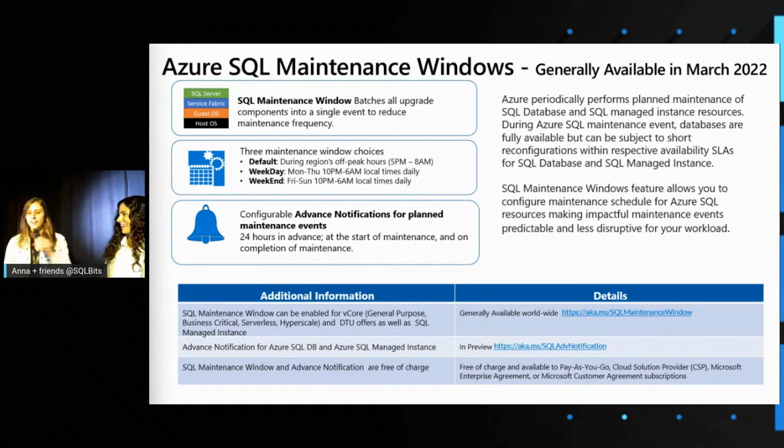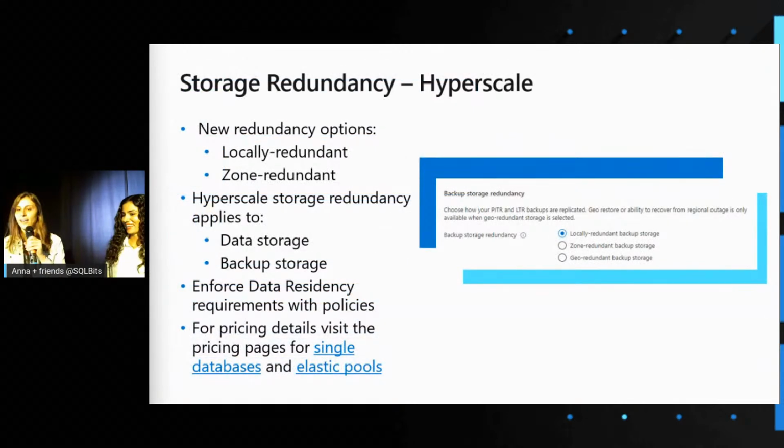Great, yeah, so that's our first exciting announcement. The next one is the general availability of storage redundancy for the hyperscale tier. We now support in GA three redundancy options for hyperscale database, and this applies to both your data files as well as your backup storage.